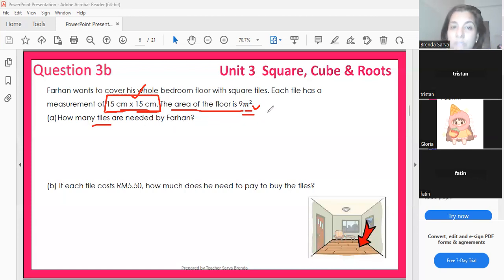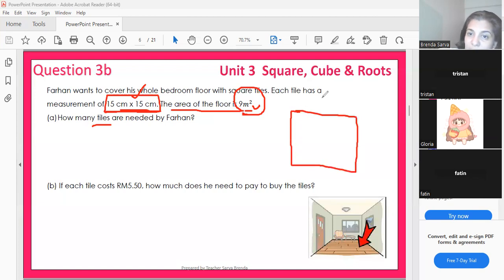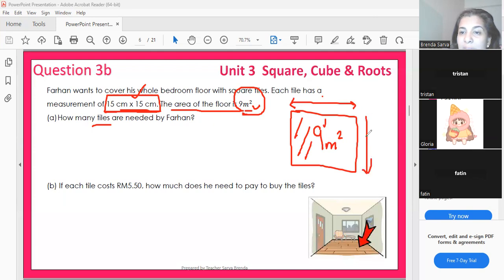This is more like a logic question as well. So, first of all, you have got these tiles and they are in centimeters. The area of the floor is given in 9 meter squared. What does it mean? For example, this is the floor, okay? All right, I'm just giving an estimate. How do I get 9 meter squared as an area? What would have been my length and what would have been my height?